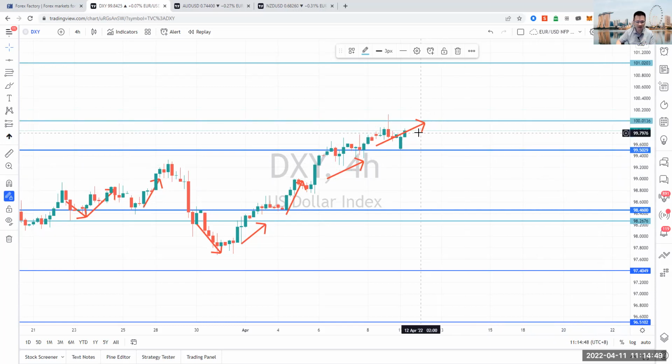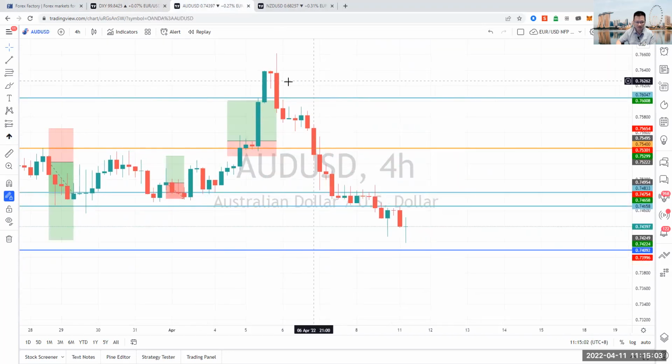So with that said, looking at that small move for the dollar index towards that 100 level, maybe even slightly higher, but consolidating at this resistance. What this could mean is, looking at the Aussie dollar here, we've seen that drop since the 5th of April. We've seen it hit that 0.7639 level and correct all the way back down.